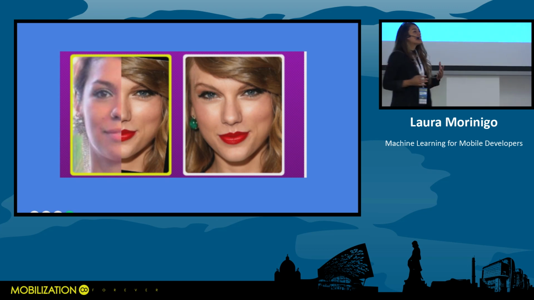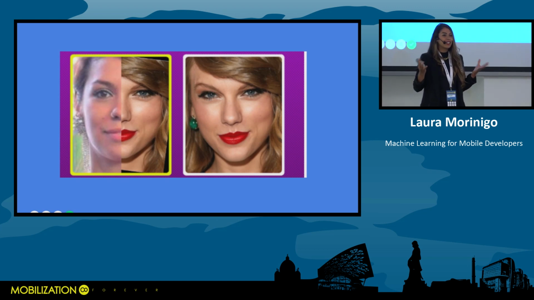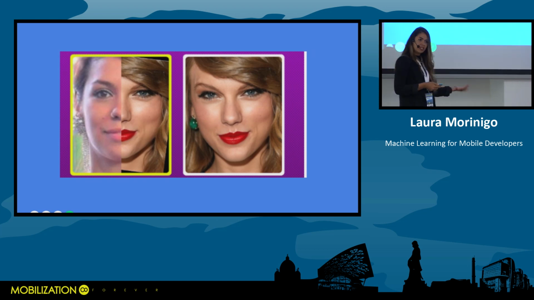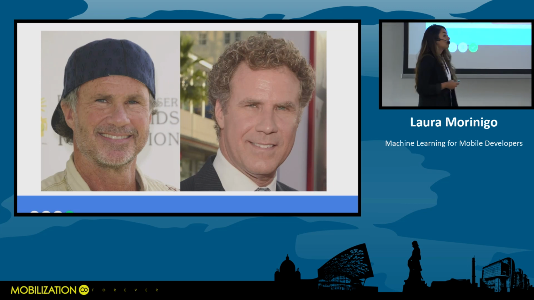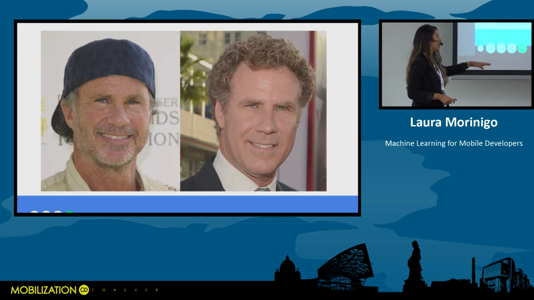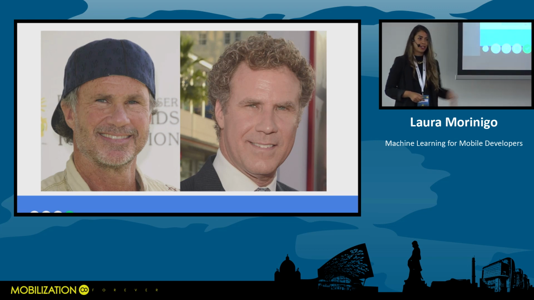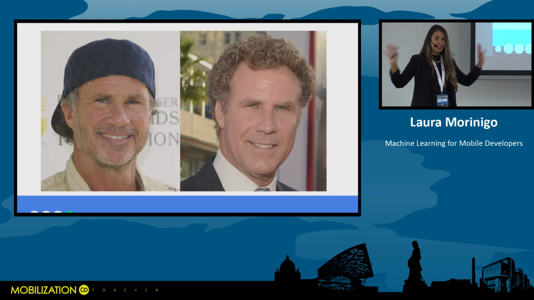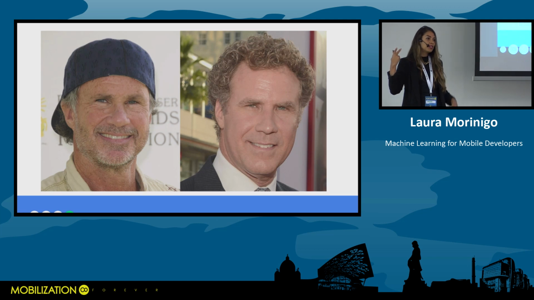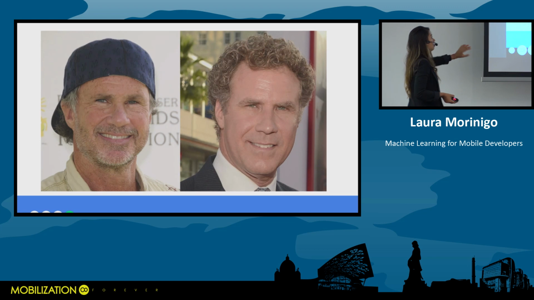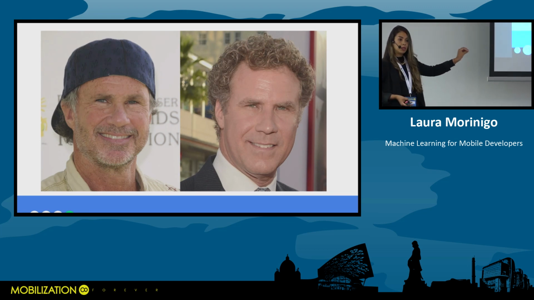But which are the uses that we can already do with machine learning as mobile developers, or even as developers in general? Here we have two different faces. The first one is the drummer of Red Hot Chili Peppers. The other one is an actor. I forgot his name. If we want to tell the difference between these two, we need to build some models and train on our data, because they look really similar.